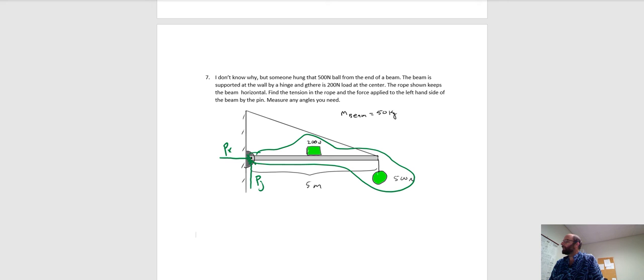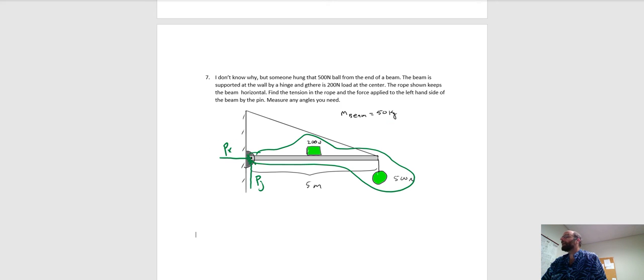What does it say about the beam here? Doesn't really say. Oh, there it is. Significant weight on the beam. So you should have 3 weight vectors in your free body, a tension, and these 2 forces right here.